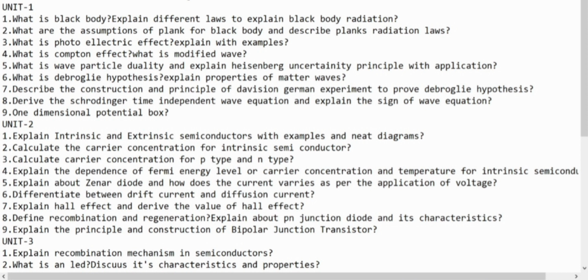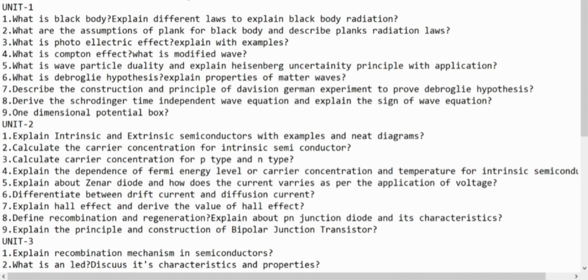Next, describe the construction and principle of the Davisson-Germer experiment to prove the de Broglie hypothesis. This is also very important and easy. Please go through it. And derive the Schrodinger time-independent wave equation and explain the significance of the wave function. All these questions given in the first unit are very important, and we can write them easily, so I have given 9 questions from each chapter. The ninth question from the first unit, the one-dimensional potential box, is very important.